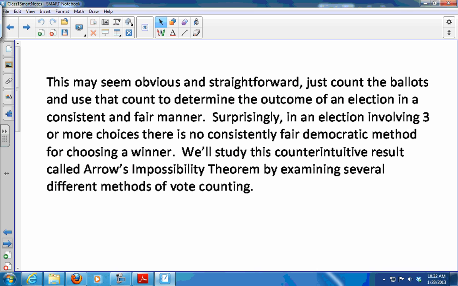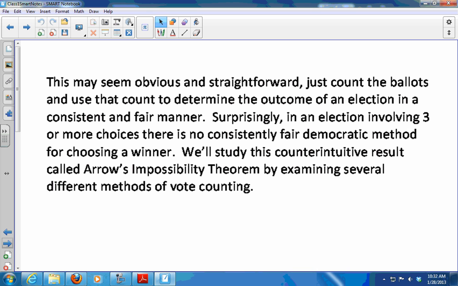So it may seem obvious and straightforward. Just count the ballots and use that count to determine the outcome of an election in a consistent and fair manner. But surprisingly, it turns out that in an election that has 3 or more choices, there is no consistently fair democratic method for choosing a winner.